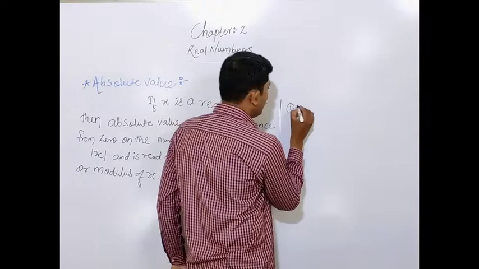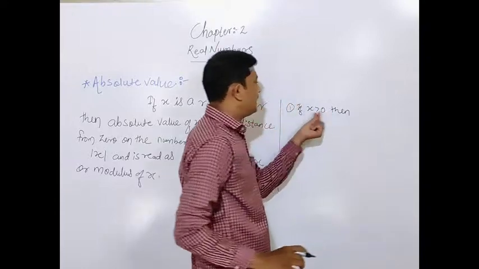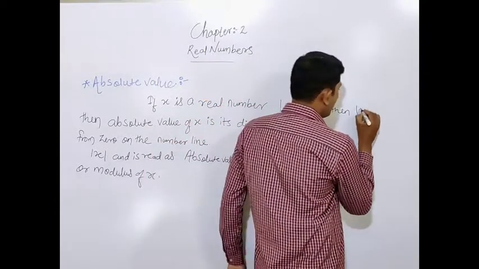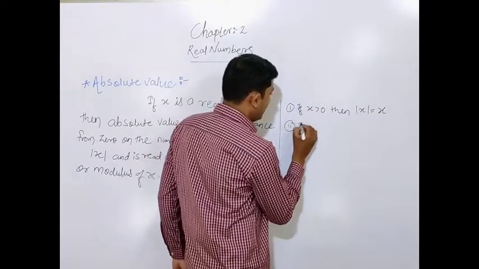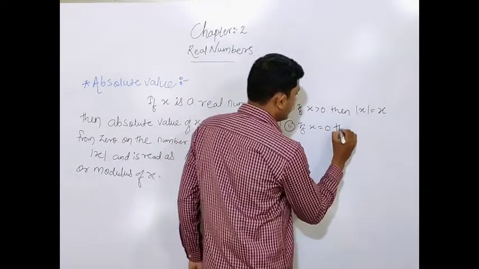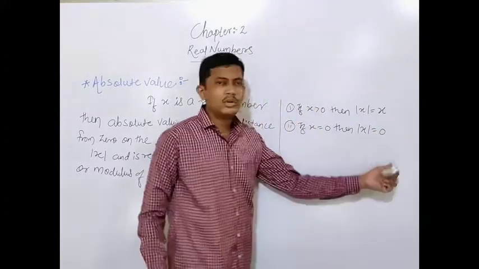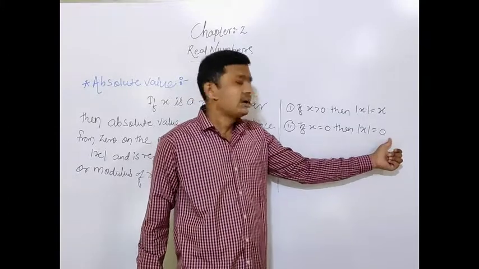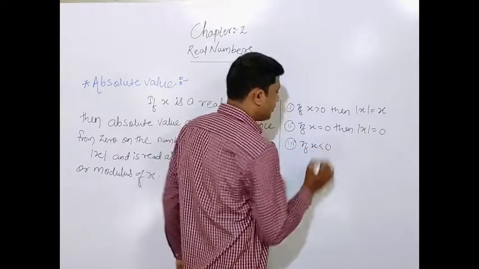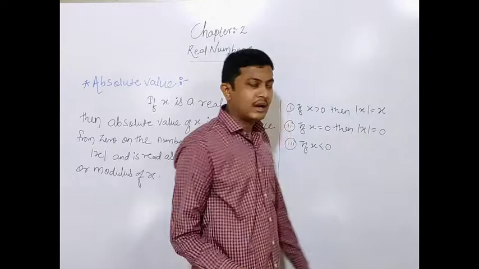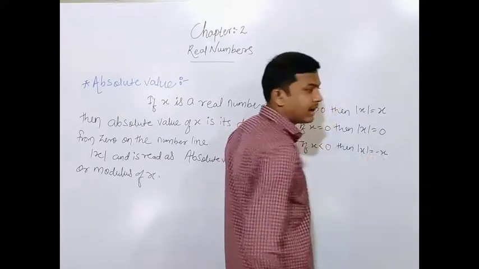First, if x is greater than 0, that means it is positive, then modulus of x is simply x. Second, if x equals 0, then modulus of x is equal to 0, that is the distance from 0. Third, if x is less than 0, that is on the negative side, the left side, then modulus of x is simply minus x.